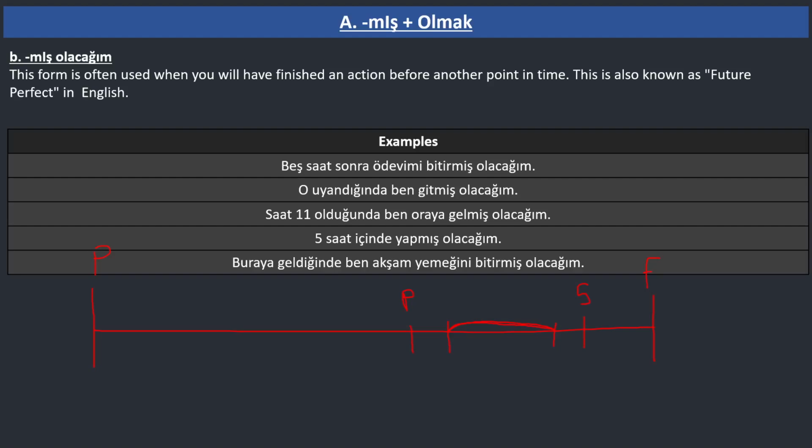Okay, so this is how mIş olacağım is used. It's kind of like future in the past or past in the future. I'm not really sure, but something will be completed by the time something else happens. Yeah, that bitirmiş olmak sounds like I will eat, there will be no food left for you. Any more examples? Başka örnek var mı?